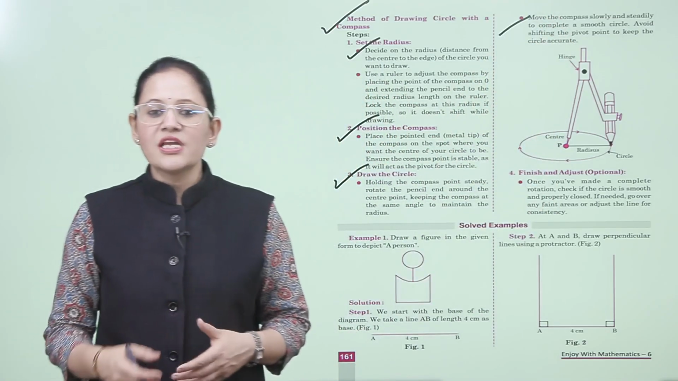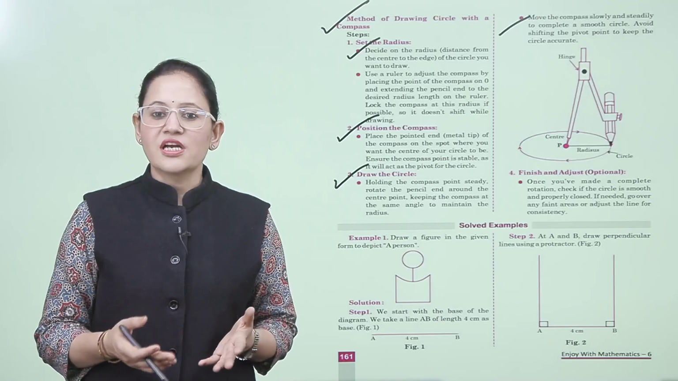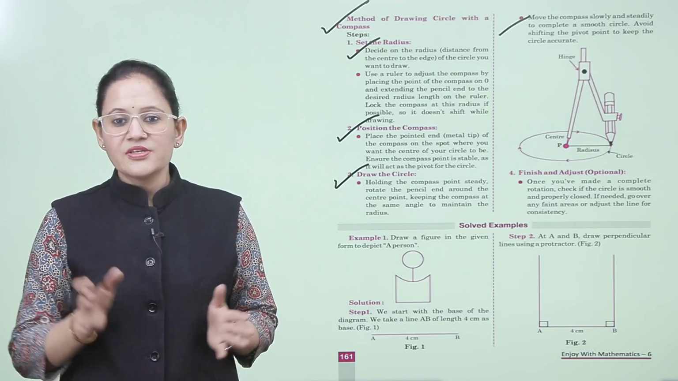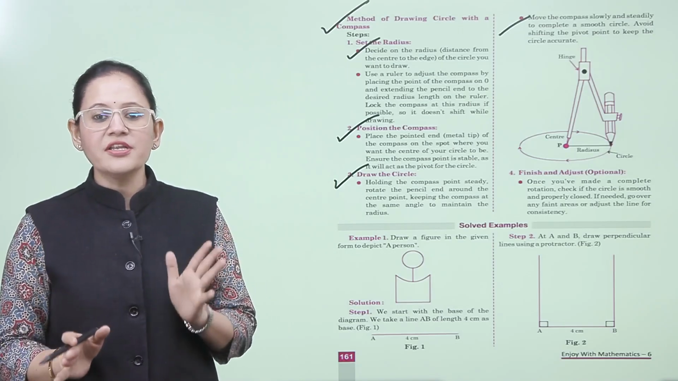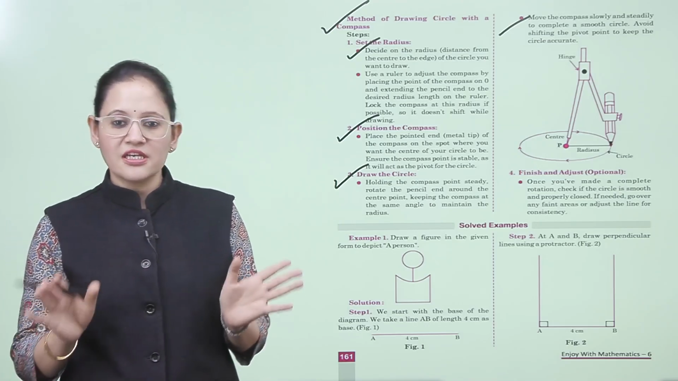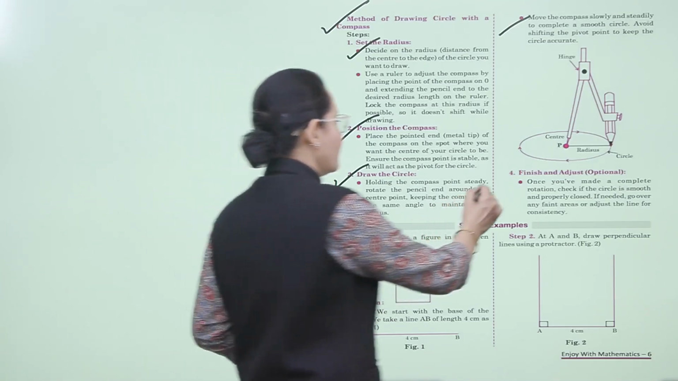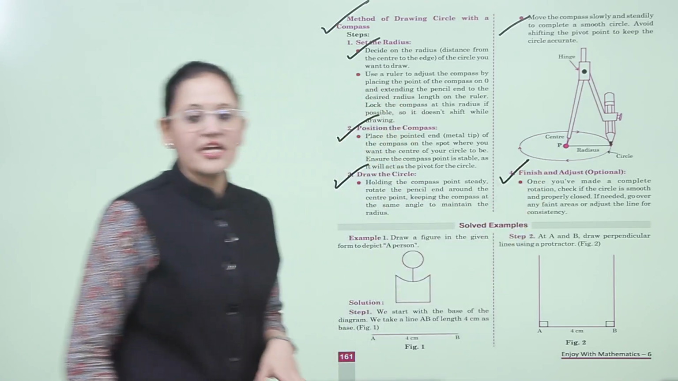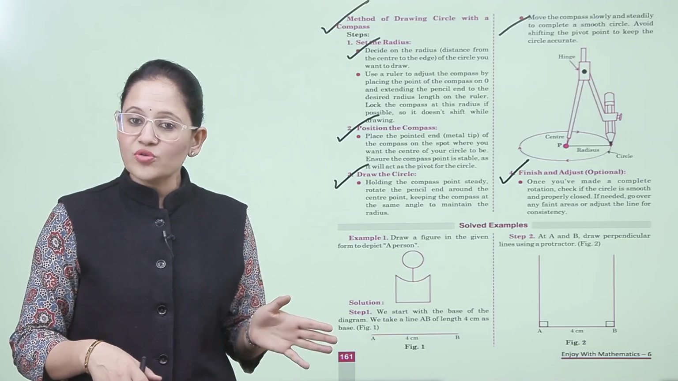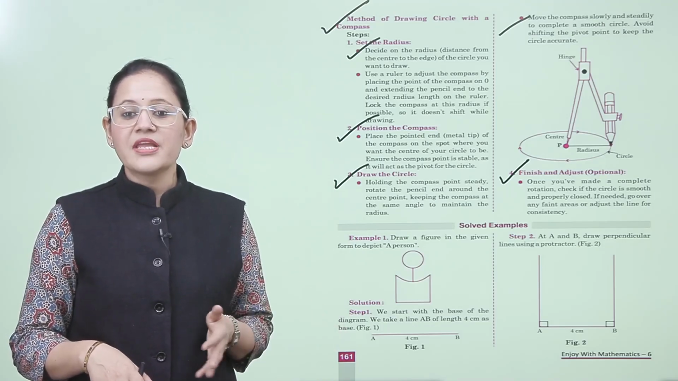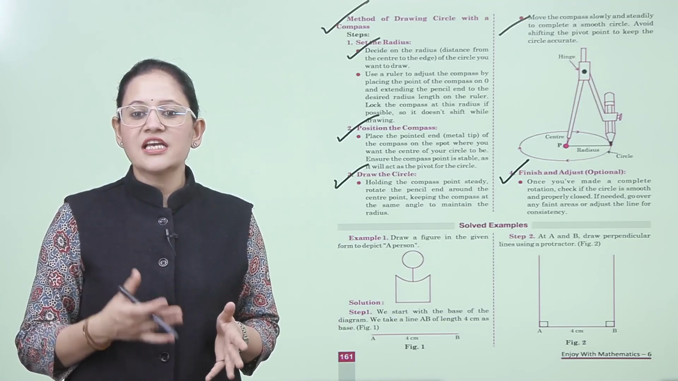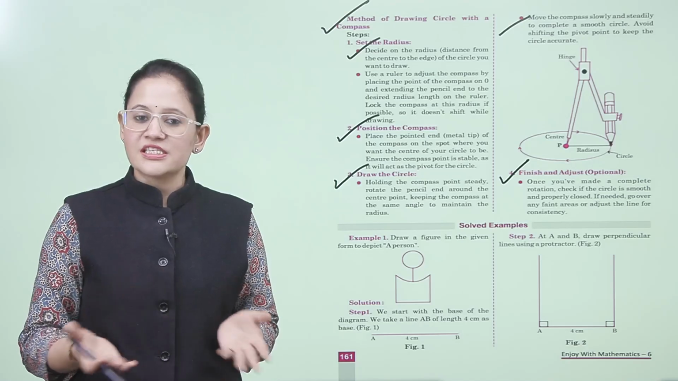Next, move the compass slowly and steadily and complete the smooth circle. Avoid shifting the pivot point to keep the circle accurate. Clear? So, we have to make sure that it will not move or the distance will not change. Clear? Next is finish and adjust, that is optional. Once you have made the complete rotation, check if the circle is smooth and properly closed. If needed, go over any faint areas and adjust the line for consistency.